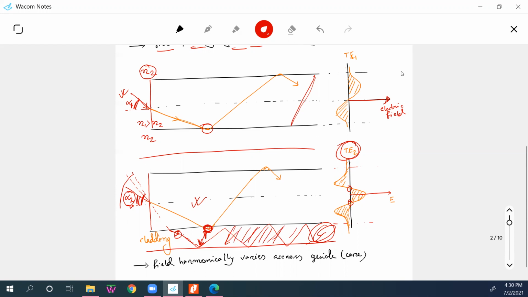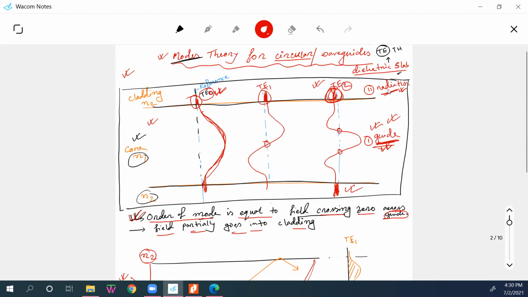There is another mode called the leaking mode, but its phenomenon is a little bit complex and does not fall within our study so far. If it comes to scope, I will discuss it later, but its mechanism is a little bit complex. That's why I'm not discussing it now. Okay, do you guys know how we calculate modes? Yes, sir.